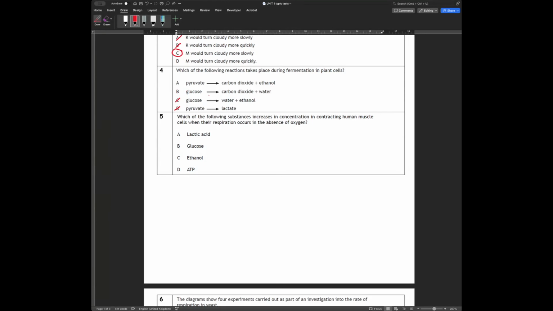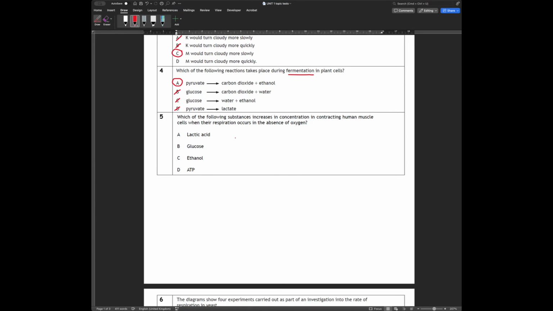This one here produces carbon dioxide and water from glucose. That sounds good, but that's actually for aerobic respiration. We'll score that out. We are looking at fermentation, remember? And A is pyruvate to carbon dioxide and ethanol. So that's going to be our answer there, okay? Remember, glucose is broken down into pyruvate, and then the pyruvate is broken down into carbon dioxide and ethanol.